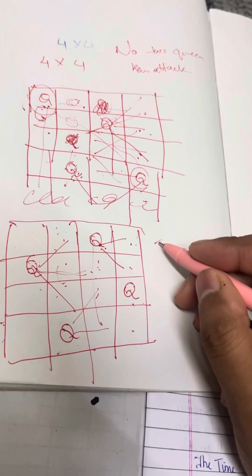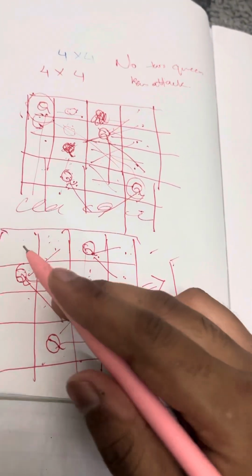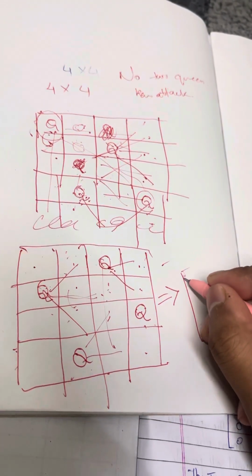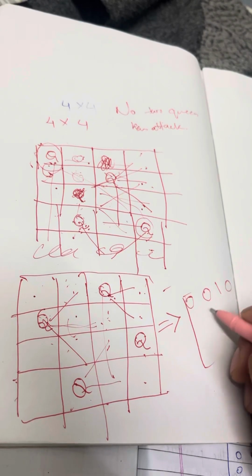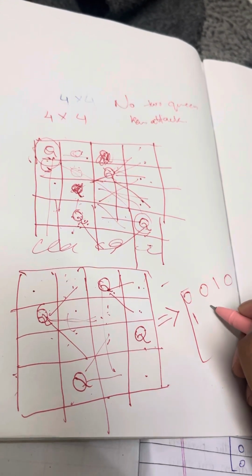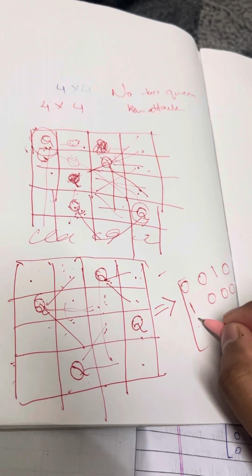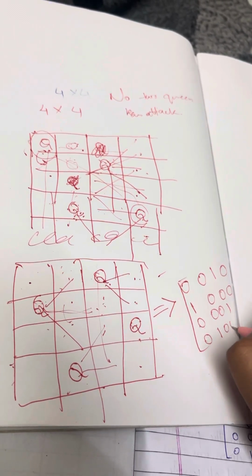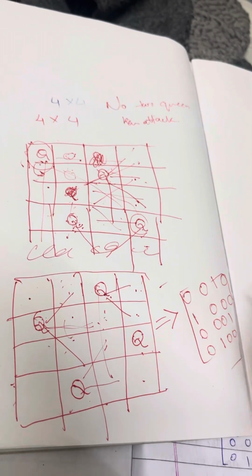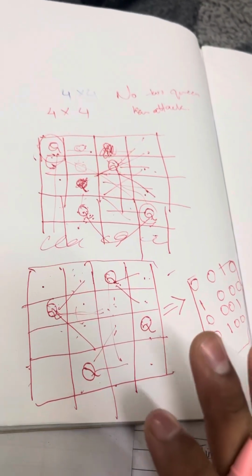If you want to represent the queens in matrix form, the vacancies should be zeros and the queen should be 1. You can represent the queen as 1, 0 0, 0 0 0 1, 0 1 0 0. This is the logic behind the n queens problem.